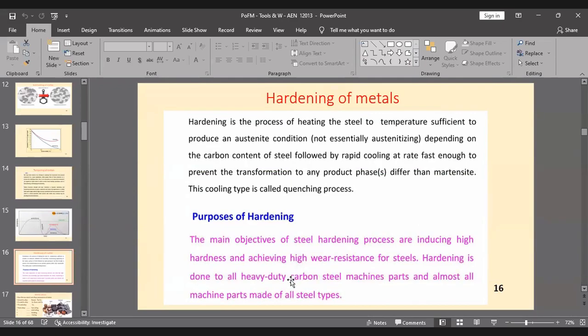The main objectives of the steel hardening process are inducing high hardness and achieving high wear resistance for steels. Hardening is done to all heavy-duty carbon steel. So carbon steel, for example, if you have 3% carbon, that is extremely hard cast iron, like that.